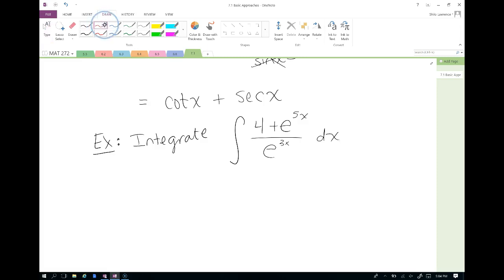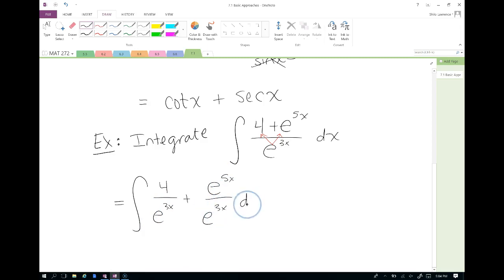So what we're going to do instead is separate these and then just use algebra to simplify them. So this is really 4 over e to the 3x plus e to the 5x over e to the 3x. And both of those could be simplified. So now this is 4e to the negative 3x. We can pull that up with a negative power. And then in our second one, we've got common bases, which means we can combine our numerators. And laws of exponents say we would subtract the exponents. So 5x minus 3x is 2x.